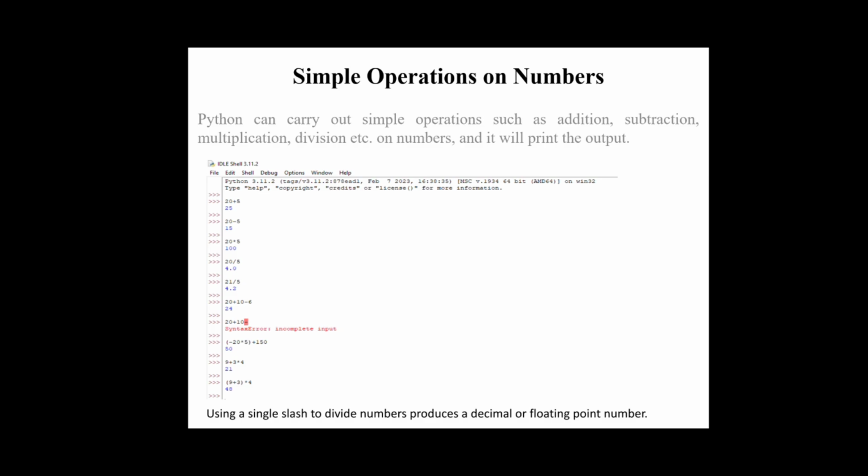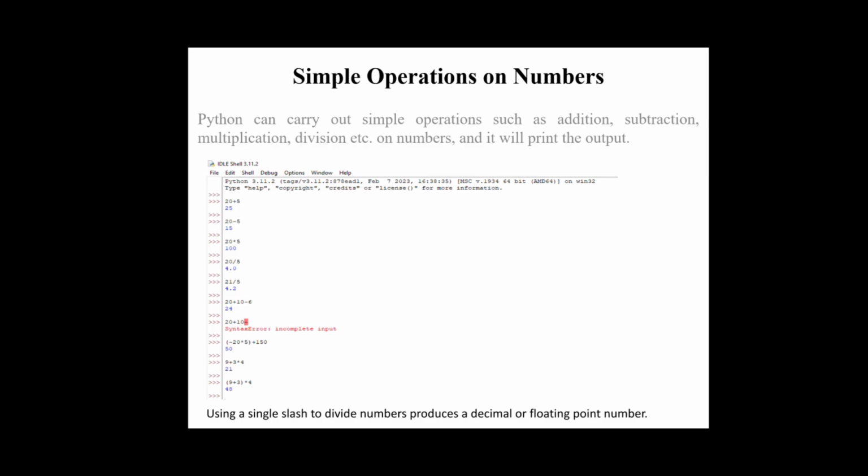Now, using a single slash to divide numbers produces a decimal or floating point number. That's why 21 slash 5 gives 4.2. Now, 20 plus 10 minus 6, that gives 20 plus 10 is 30, minus 6 is 24. In the next example, 20 plus 10 minus, it gives syntax error because of incomplete input.